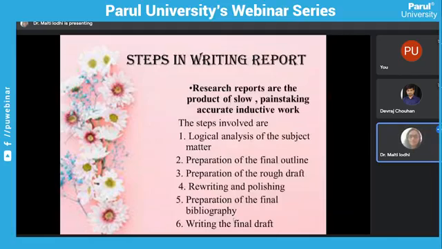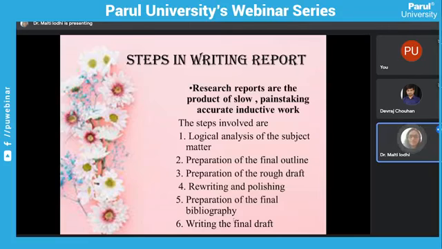Then steps in writing reports. We'll see the steps in writing a report. While you are writing the report, you must know there are some steps involved in that. The first one is the logical analysis of the subject matter. Definitely, while you are talking about the report or findings, you must have some logical thinking, and whatever you are presenting must have some scientific or logical reason behind it.